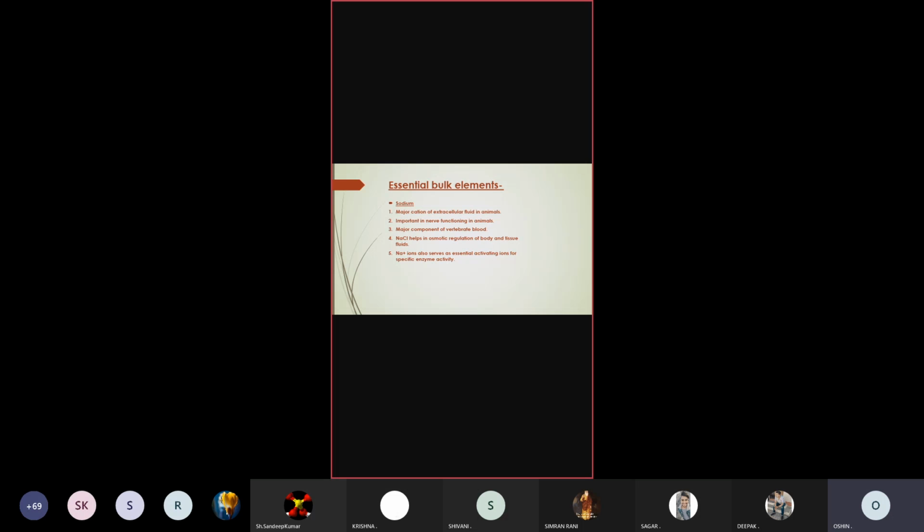And it is basically the process of maintenance of salt and water balance across the membrane within the fluid of the body. Once again, I'll repeat it for you. Osmoregulation is the process of maintenance of salt and water, that is osmotic balance, across the membranes within the fluid of the body. That is it.